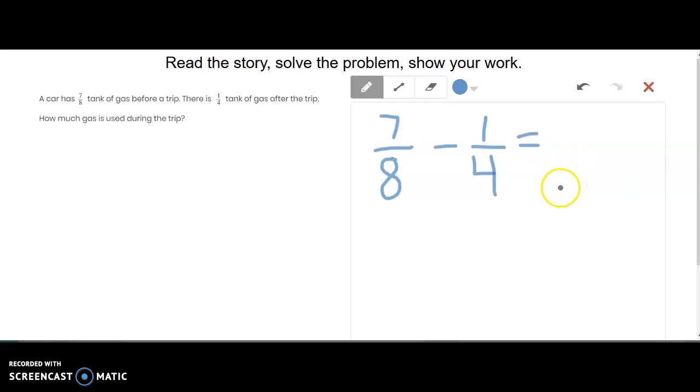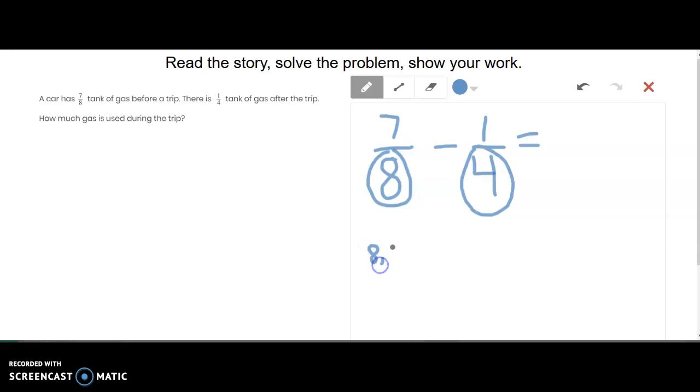Now, we've got fractions, and we know that when we add or subtract fractions, our denominators have to be the same. And these are not. 4 and 8 are not the same number. They have to be the same. That means they're like denominators. So I'm going to list out some of my facts for 8 and 4 so I can find the LCD, the least common denominator.